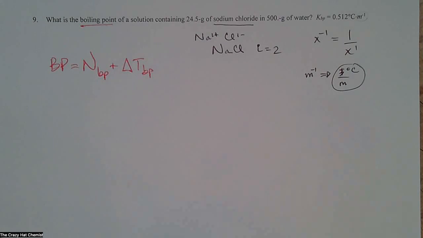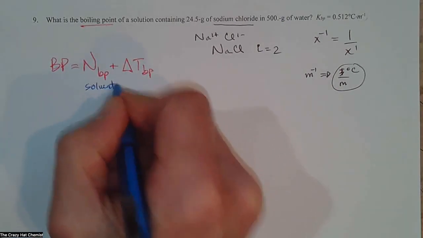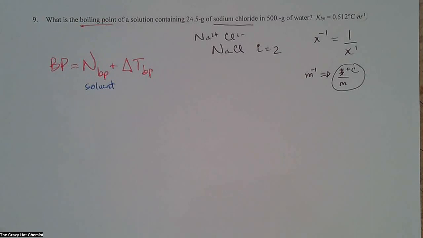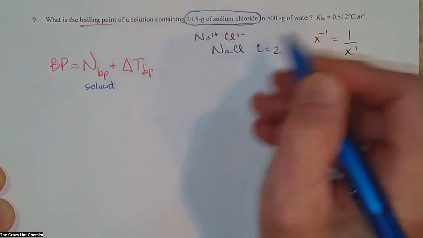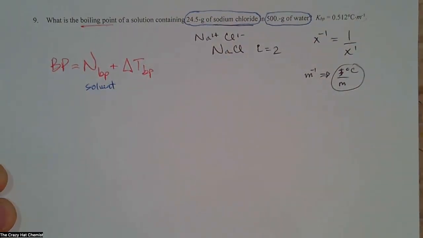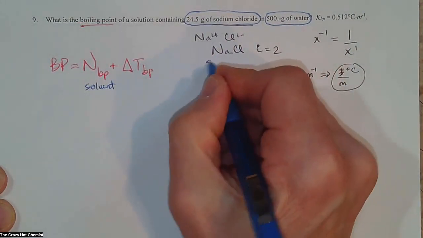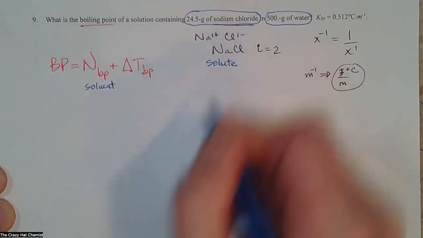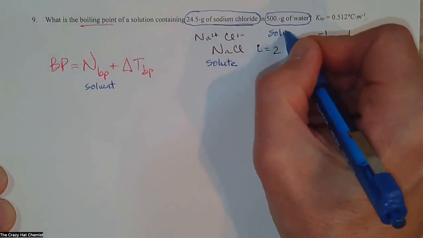Okay, so number one, the normal boiling point of the solvent. And the solvent, we need to figure that out. So what we're going to do is compare 24.5 grams of sodium chloride in comparison to 500 grams of water. Which one has the least amount? The sodium chloride has the least amount, so the sodium chloride is the solute. Which one has the most amount? That is the water, so this is the solvent.